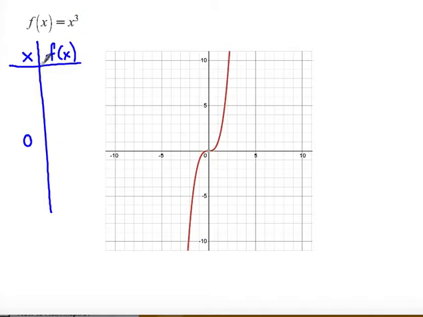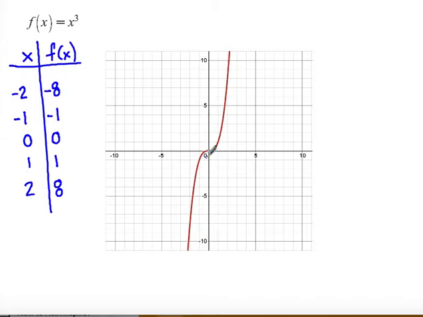So if I plug 0 cubed in, I get 0. If I plug 1 cubed in, I get 1. 2 cubed gives me 8. Negative 1 cubed will give me negative 1. And negative 2 cubed gives me negative 8 when I make a table of values.